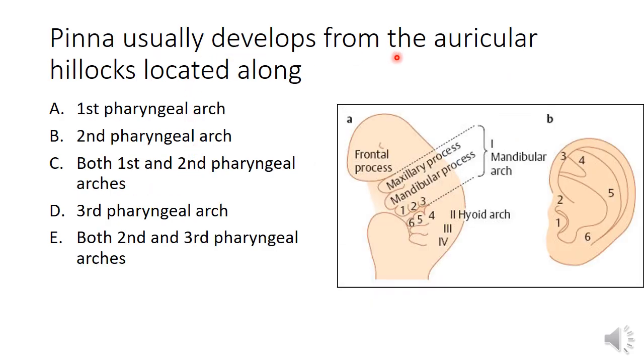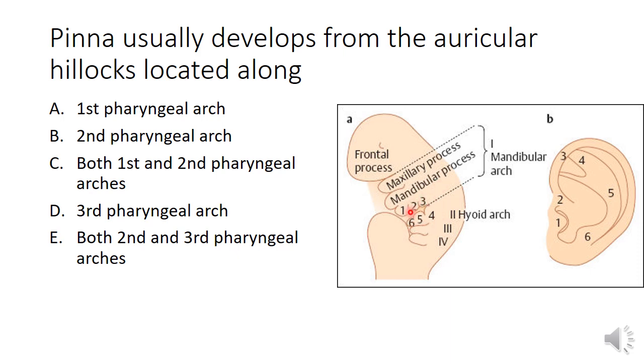Pinna usually develops from the auricular hillocks located along the: first arch, second arch, both the first and second, third arch, or both the second and third arches. So here you can see the frontonasal process. This is the first pharyngeal arch, which is comprised of the maxillary and mandibular processes.